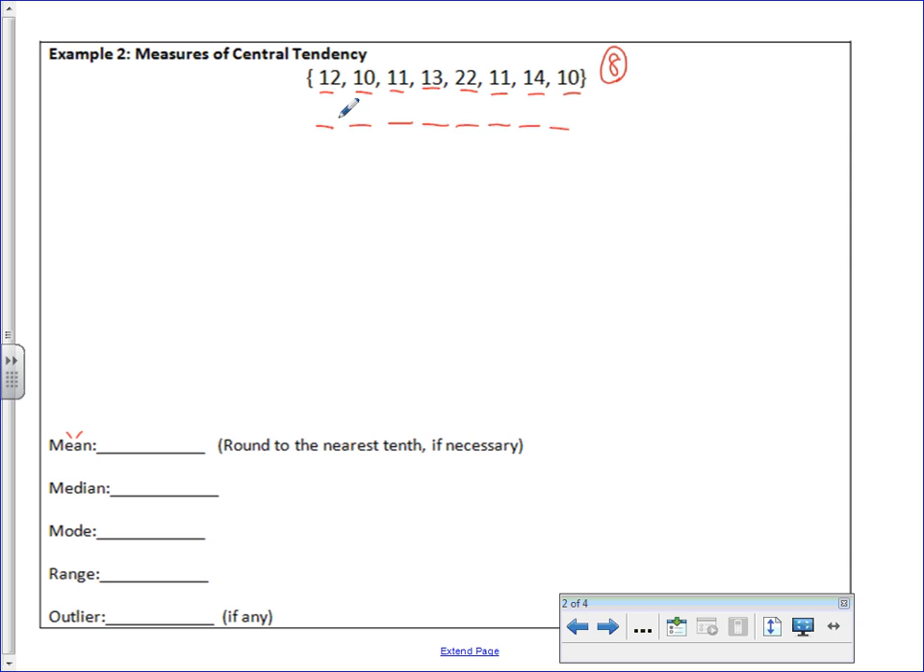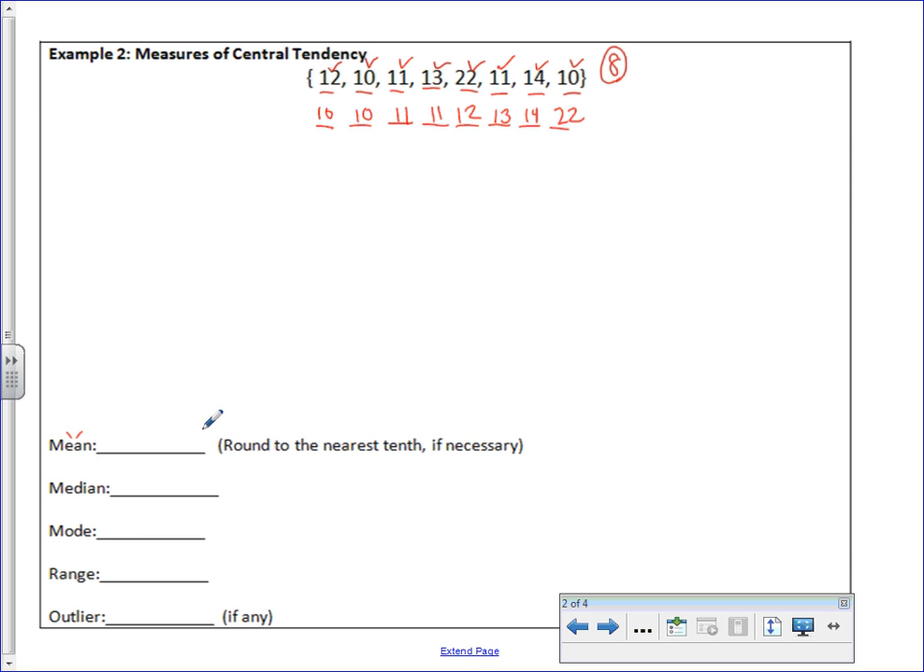I'm going to put the smallest first, so that will be 10. And another 10. I'm going to just check them off as I go. And then 11, another 11. And then I have 12. And then 13. And then 14. And then 22. Okay, great.